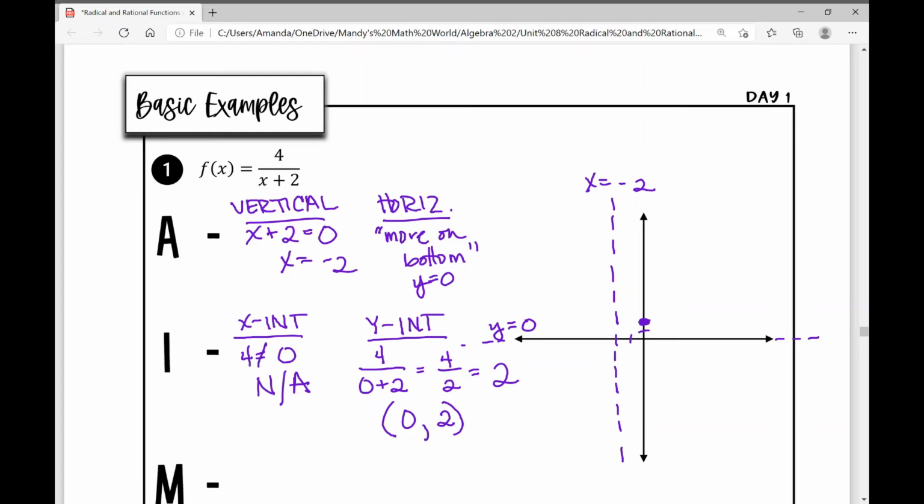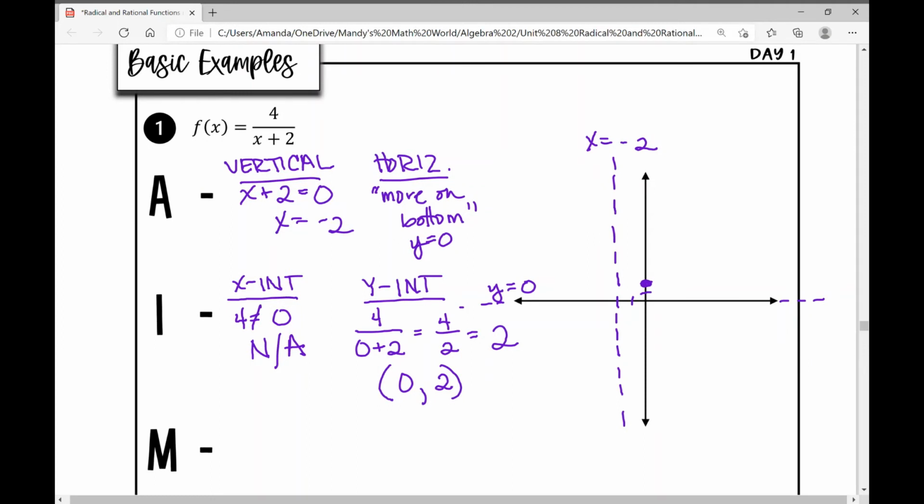And now let's look for any multiplicity. Do we have any factors that are either squared or raised to the fourth power? Do we have any of these special squared terms? We do not, so it is not applicable in this case.